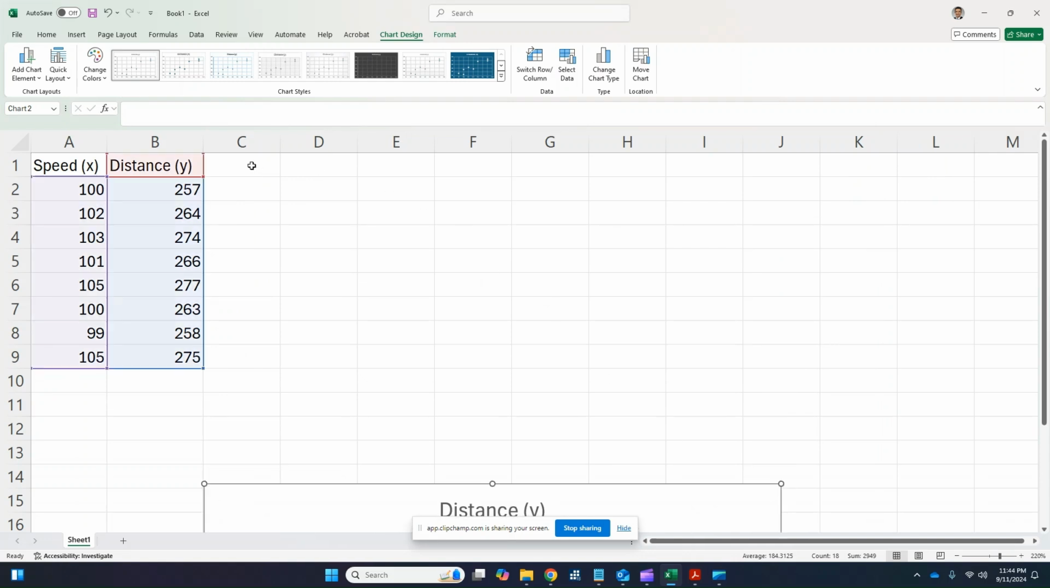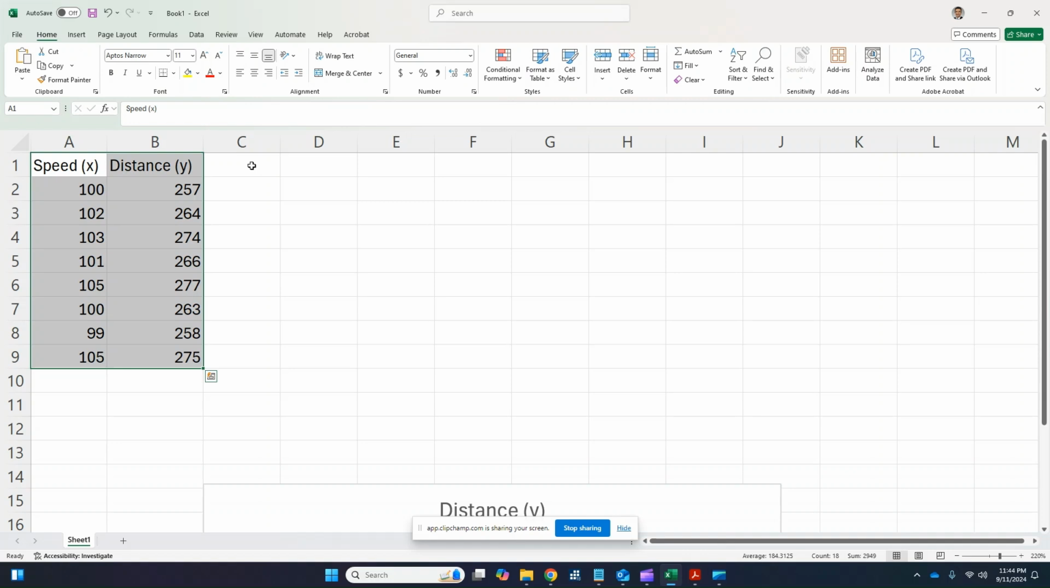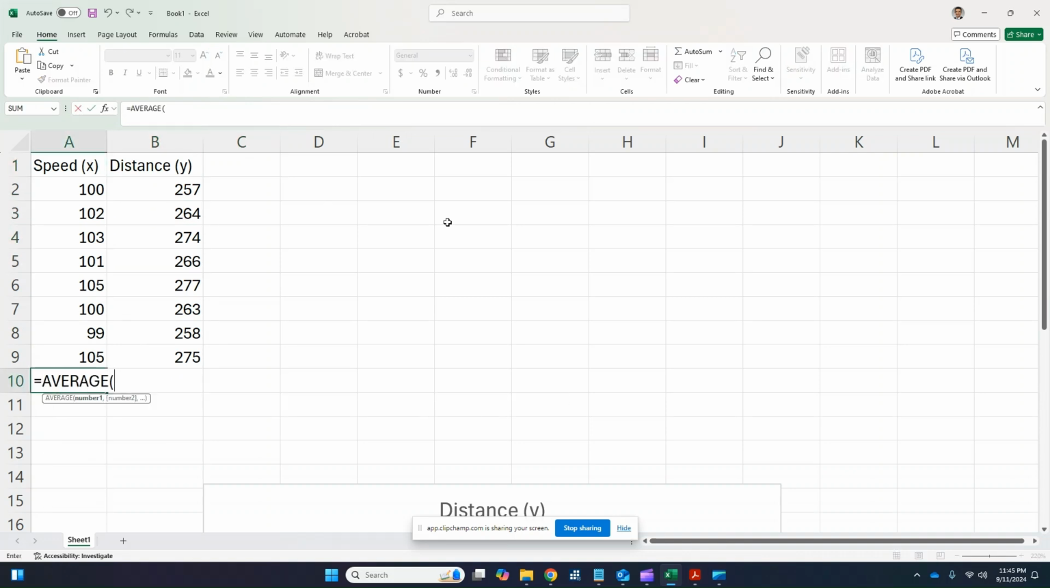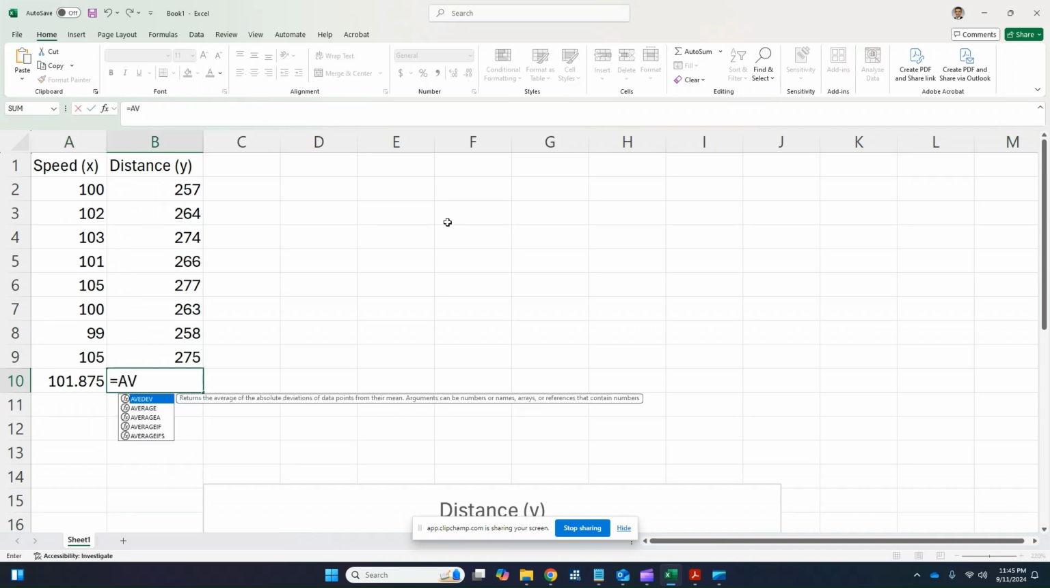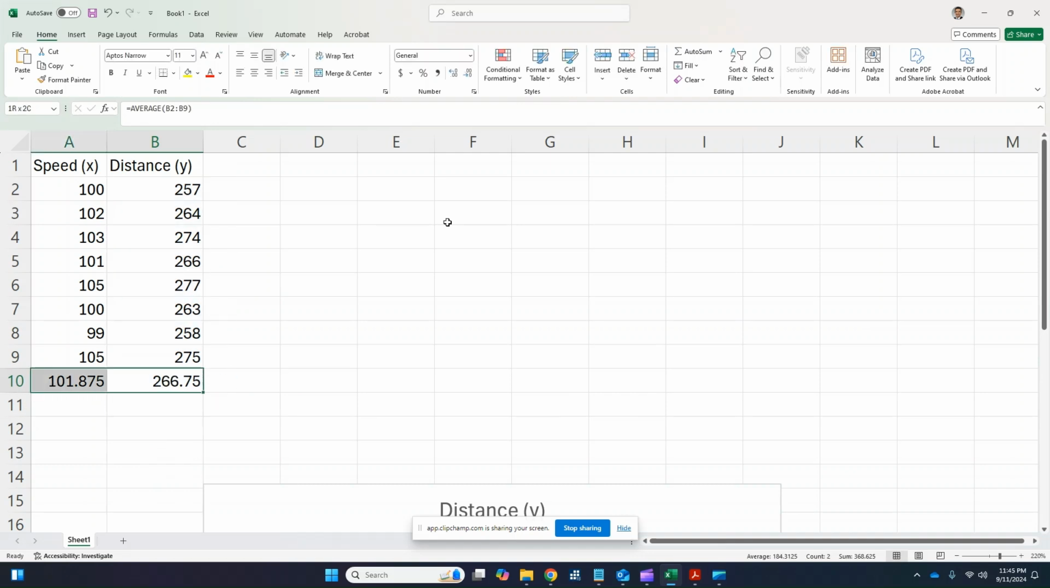Okay. To find the linear association or the correlation coefficient, we have to use a formula. First, we need to get the means. That is easy to find in Excel. So the average of both of the variables. The average of x is 101.875, and the average of the y variable is 266. I'm just going to put it in different colors so that you'll understand that this is not included in the data set.